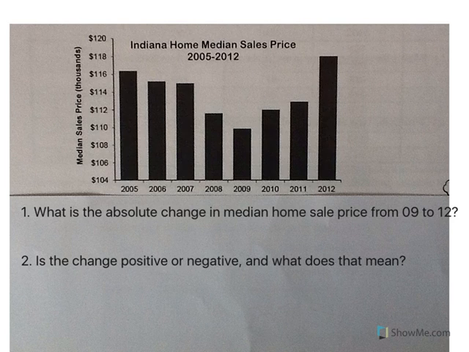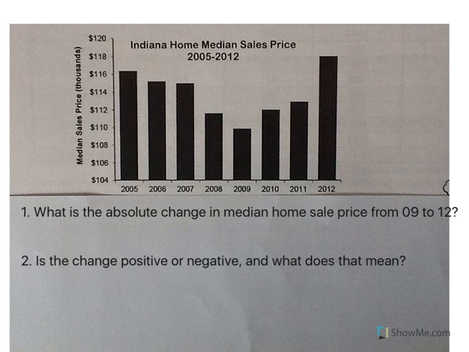We have a bar graph here that talks about home sales in Indiana, the median sales price from 05 to 12. Now, in order to do this, we are going to have to estimate our prices. So I picked values to estimate. If you want to pick different values, it's the process that we're really worried about. So what's the absolute change?